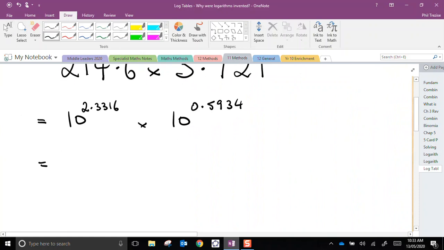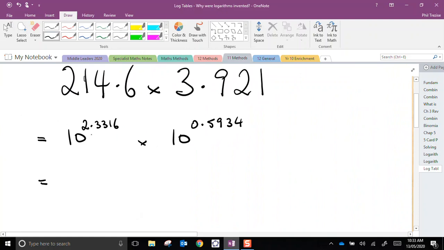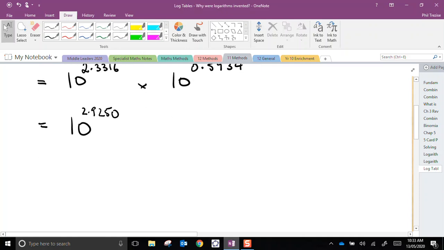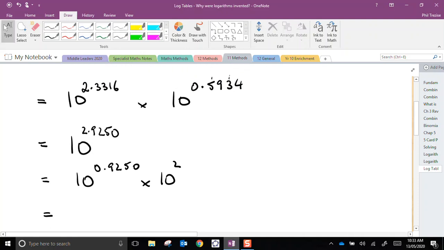So instead of multiplying two 4-digit numbers, I just need to add these two numbers. Now what happens when I have 4 plus 6, that's 10, carry a 1. 3 plus 1 is 4, plus that one there is 5. 9 plus 3 is 12, carry the 1. 1 and 5 are 6, 6 plus 3 is 9, and there's still a 2 at the front. And again, I would think of this as 10 to the power 0.9250 multiplied by 10 squared, multiplied by 100. But the difficulty then is, I suppose, where do I find the 10 to the power 0.9250 without a calculator?